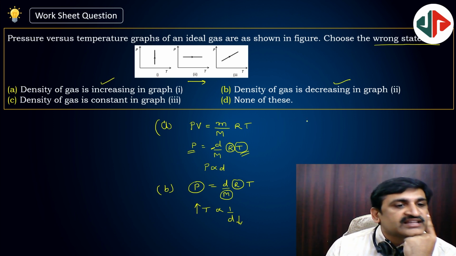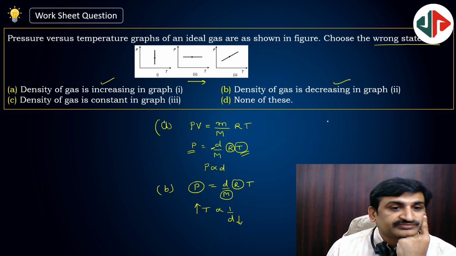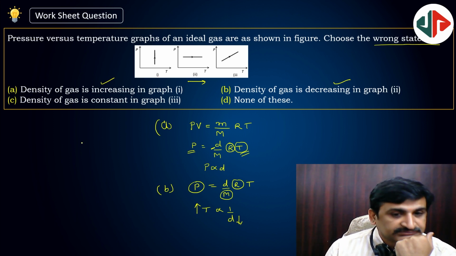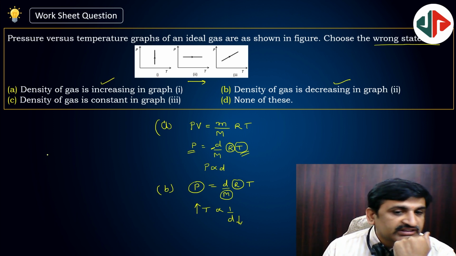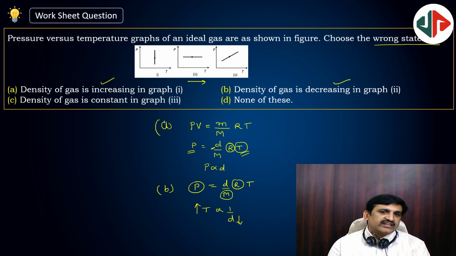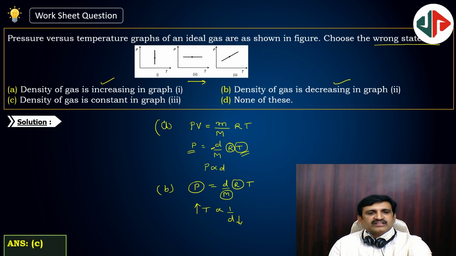Density of a gas is constant in graph 3. As T is increasing, P is also increasing. Density may be constant, may not be constant. We can't tell anything like this. If he had used the word may, then that would also be a correct statement, but he didn't use the word may. So maybe the third one is likely the wrong statement. Yes, next.